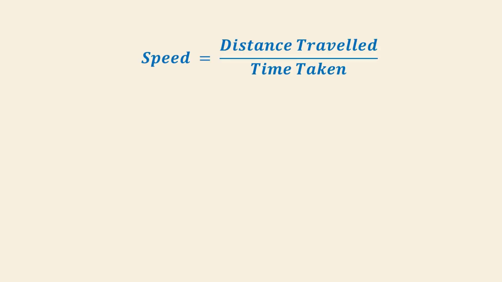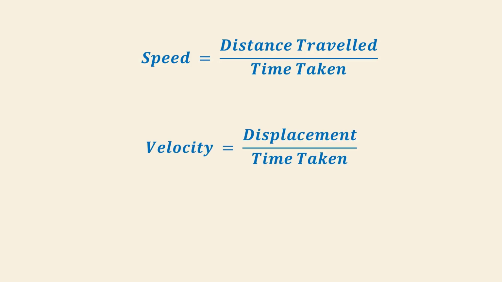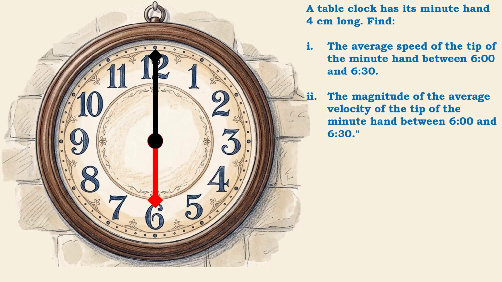Let us now hammer down our understanding of speed and velocity by solving one final problem. We know that speed is the rate of change of distance, and velocity is the rate of change of displacement. As shown in the problem, we have to find the average speed and average velocity of the tip of the minute hand between 6 p.m. and 6:30 p.m. The length of the minute hand is 4 centimeters.